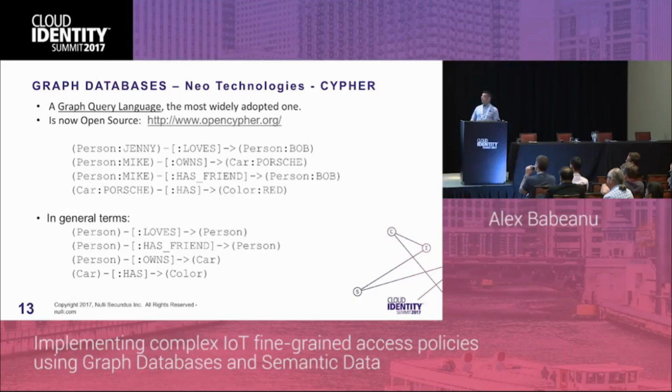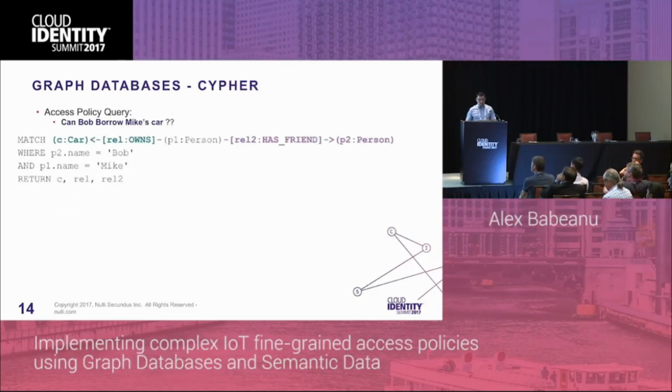So I just jotted down some examples here to show you what this language looks like. As you can see, it's basically a textual representation of your relationships. You have a person, for example, Jenny loves Bob at the top there. It's straightforward to read. In general terms, you can generalize it: a person loves a person, a person has a friend, a person owns a car, and a car has a color. So these are just some general relationships based on the little graph I showed you earlier. Good, so let's have a look at a Cypher query just to see how that would look for our access policy.